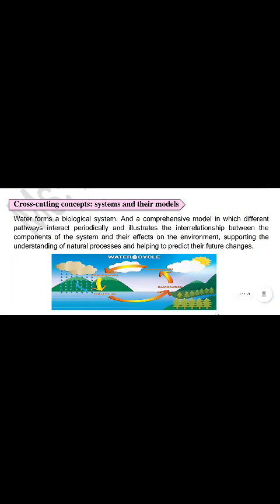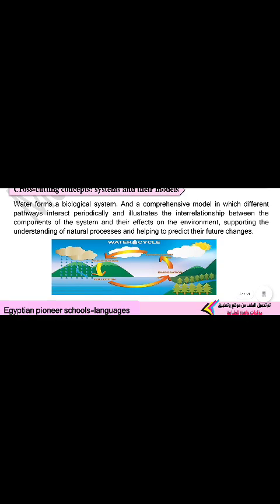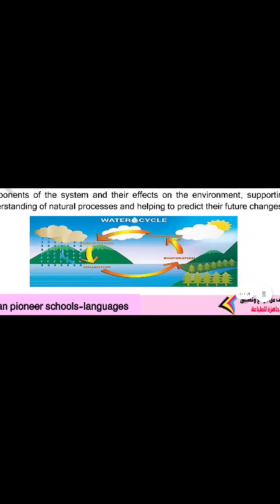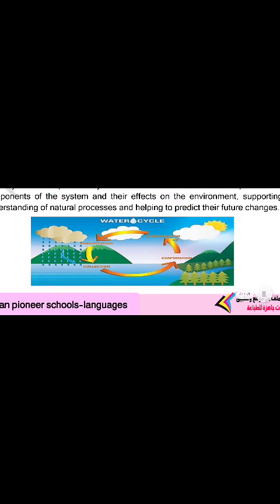Okay, water forms a biological system and a conversion model in which different pathways interact periodically, and it illustrates the relation between the components of the system and their effect on the water or the environment, supporting the understanding of the water cycle and helping in the prediction of future changes or future levels. So, these are the different processes that are explained today in the water cycle, which maintain the same percentage of fresh water.